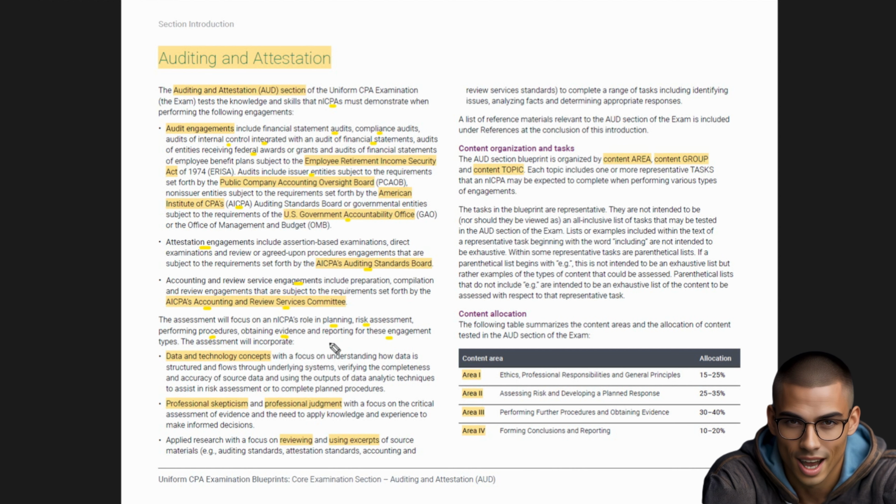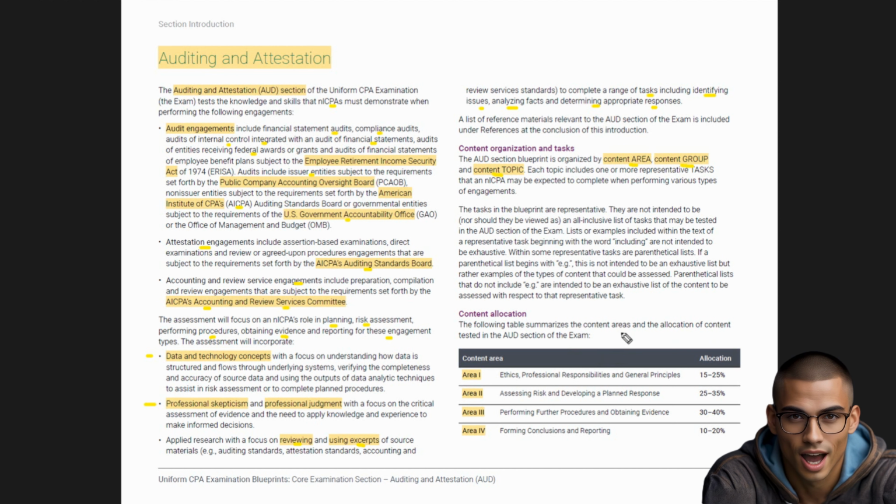This assessment of a candidate's skills will incorporate data and technology concepts, professional skepticism and professional judgment, and applied research with a focus on reviewing and using excerpts of source materials in order to complete a range of tasks that include identifying issues, analyzing facts, and determining appropriate responses. So the way in which the AICPA Blueprint organizes each section of the CPA exam is by content area, by content group, and by content topic.